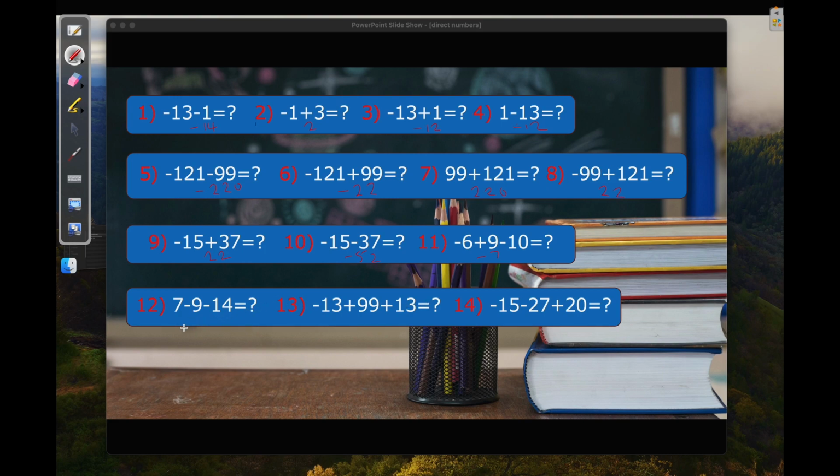And then we have 7 minus 9 minus 14. And here we have minus 16. And here we have minus 13 plus 99 plus 13. Here we have 99. And if you look close, we have plus 13 and minus 13. This will just cancel each other and we will just have 99. And then here minus 15 minus 27 minus 20, this will give us minus 22.